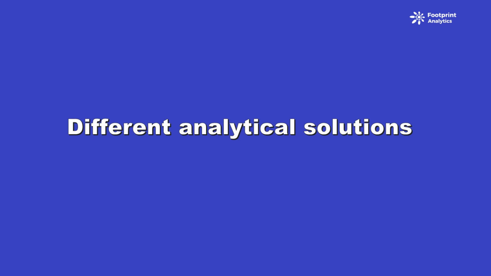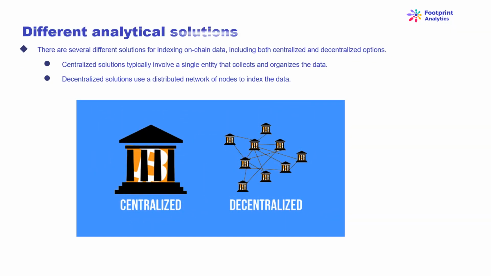Okay, the third part is different analytical solutions. There are several different solutions for indexing on-chain data, including both centralized and decentralized options. Centralized solutions typically involve a single entity that collects and organizes the data, while decentralized solutions use a distributed network of nodes to index the data. Some examples of indexing solutions include block explorers, which allow users to search and browse the blockchain, and indexing services, which provide APIs and other tools for developers to access and analyze on-chain data.